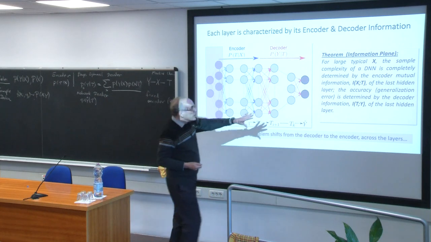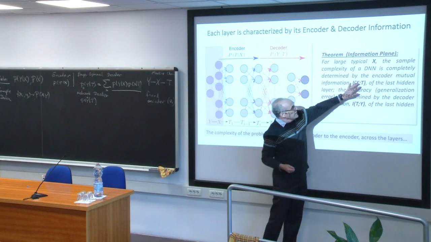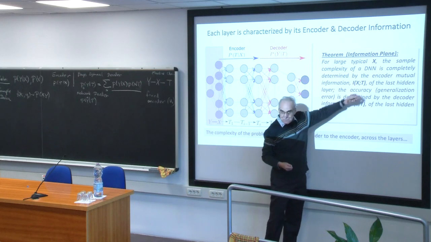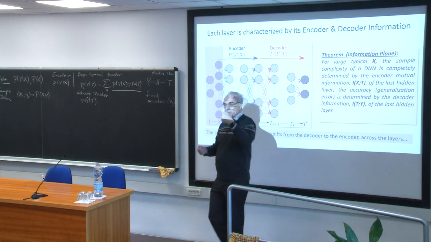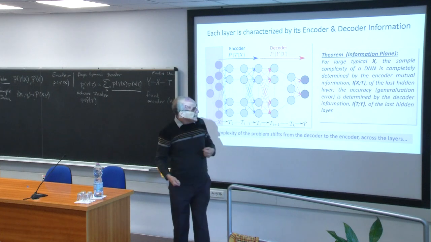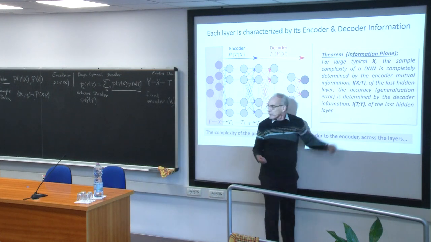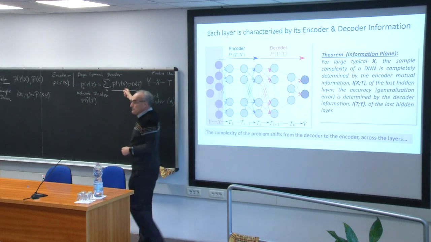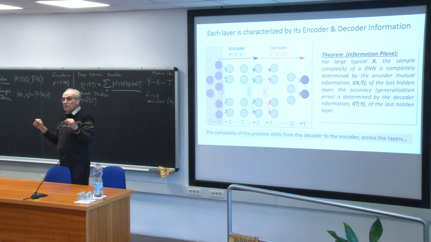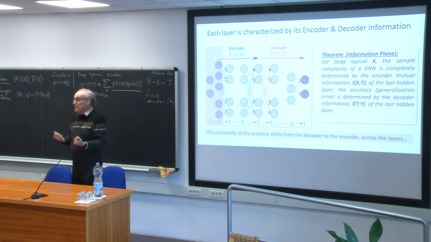So then I argue that only these two numbers, the information of the encoder, that is the information between X and the layer, and the information of the optimal decoder, which is this Bayes optimal decoder, these are the two things that are telling me the interesting story. And the interesting story for learning theory is the trade-off between sample complexity and accuracy. I mean, what is the generalization error, and how many samples you need in order to generate this generalization error in the best possible way.